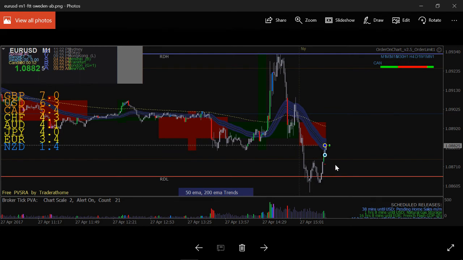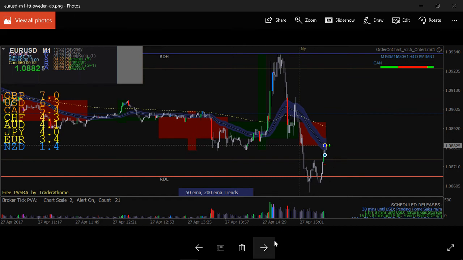This was a very interesting one because you can see clearly that it failed to break the RDL, and you got a PVSRA entry, which came with a huge green candle that broke this key level with notable volume. Right after that, I entered expecting that PA would bounce back to Dragon, which it did. It was a very quick trade, about 1 minute or not even. All right.